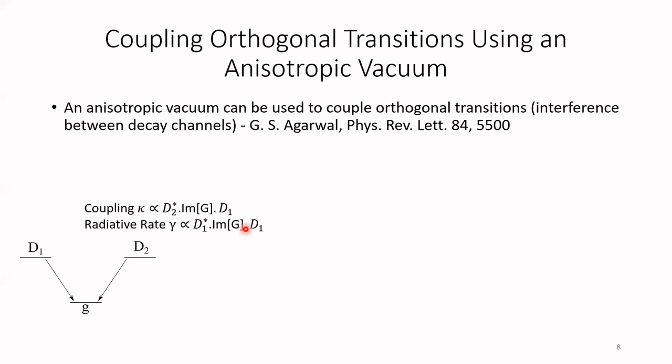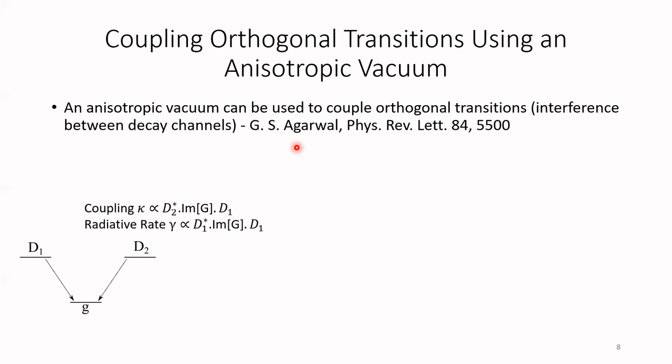So then the next natural line of thought is, okay, can we manipulate these vacuum fluctuations? And can we actually get two orthogonal dipoles to talk to each other, which they otherwise wouldn't, because if D2 and D1 are orthogonal, D2 dot D1 is 0, and the typical dipole-dipole interaction, which is proportional to D2 dot D1, would also be 0.